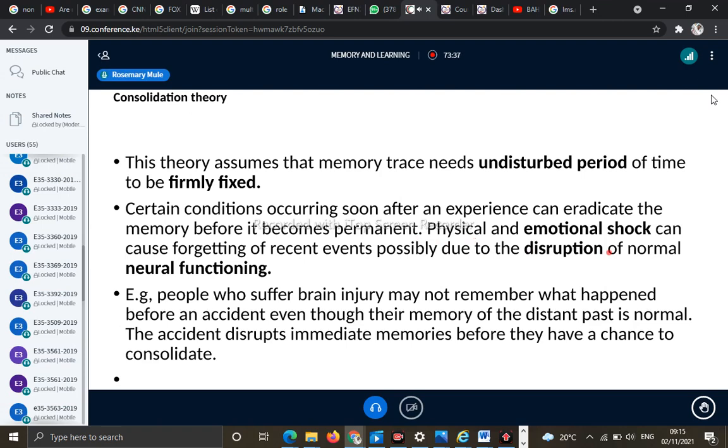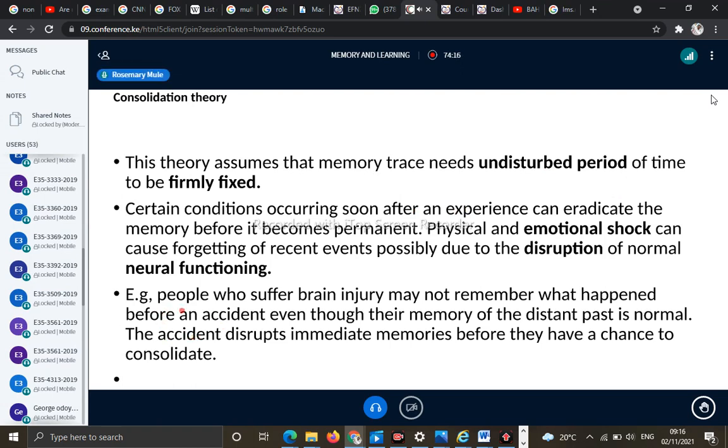Sometimes physical and emotional shock can cause forgetting of recent events, possibly due to the disruption of normal neural functioning. Let's look at this example. It explains well about the consolidation theory. Remember, consolidation theory is loss of information because before it could be well filed in our memory, something happened that disturbed its fixing in the memory.